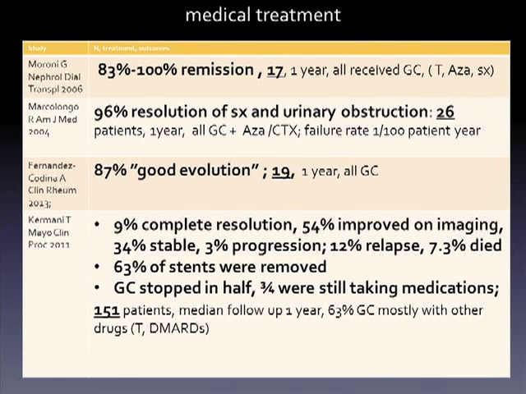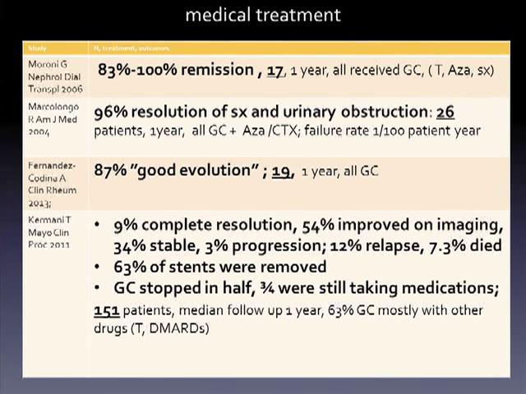In terms of medical treatment, well, how do we treat these people? We give them steroids and maybe another DMARD. That's kind of the idea. And there are no really good studies to tell you exactly what you should do. I try to summarize the ones with the largest number of patients. So you can see 17 patients, 26, 19.